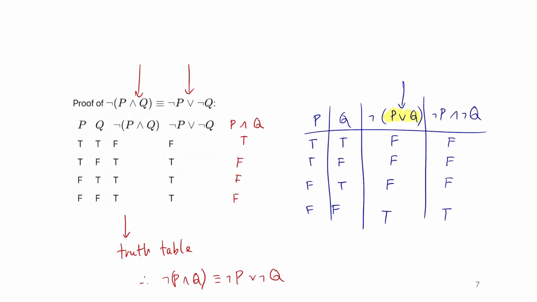Yeah? What about P implies Q? What would the truth table be? We're getting there. We're getting there. Cool.